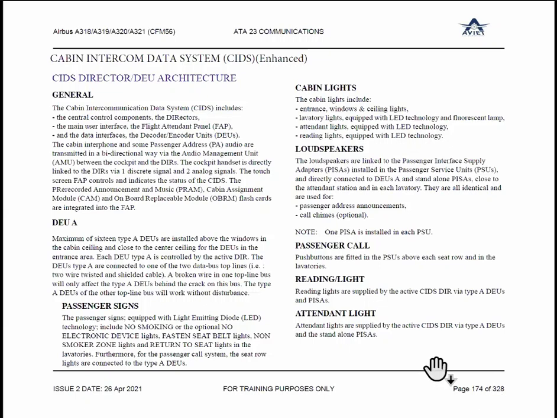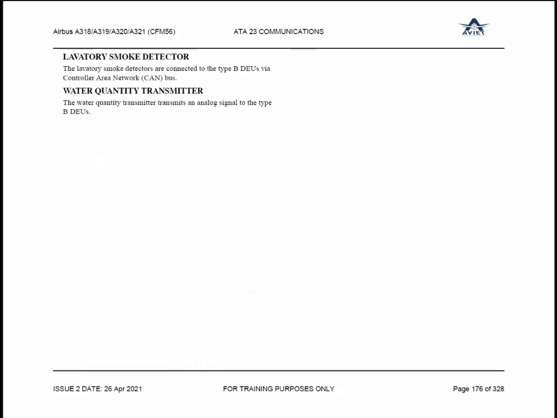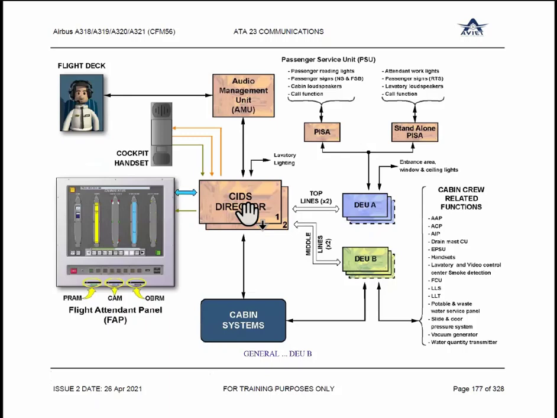This is an enhanced set. If you look, the architecture is the same: DUA, DUB, director. What are the things that have changed here? I will highlight. Your DUA is supported by an electronic card, which is called a PISA or standalone PISA. PISA is the passenger interface supply adapter. It is nothing but an electronic card. That electronic card is installed in the passenger service unit, and from here to the electronic card, it is a digital communication.